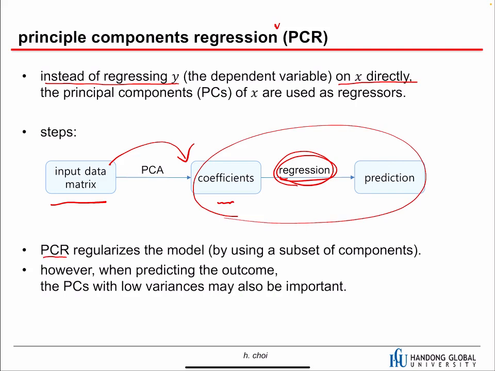So PCR regularizes the model by using a subset of components. However, when predicting the outcome, the PCs with low variances may also be important. So this is a limit of PCA. PCA is interested in the variance. When we project the samples onto a low dimensional space, we want to keep the variance. But sometimes the variance is not important. Important information is sometimes hidden, and then we have to extract that information.